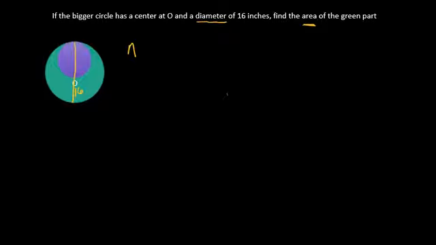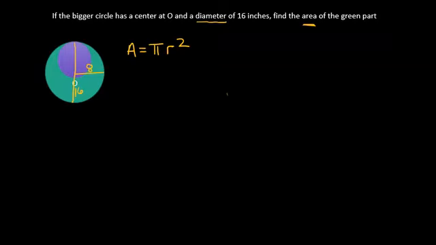And it's asking us to find the area of the green part. So we know we're looking for area because it told us, and we know that the area of a circle is pi r squared, right? So that's the formula we're going to use. We were told that the diameter of the bigger circle is 16 inches. That's why I drew the line all the way through it. So the diameter is 16, and the radius, which is half of that, is 8.